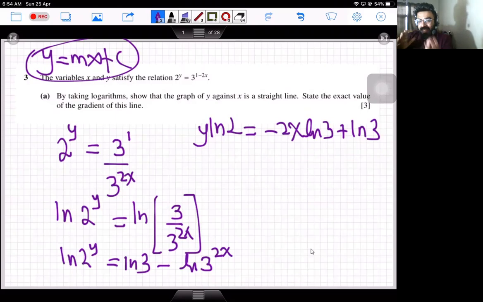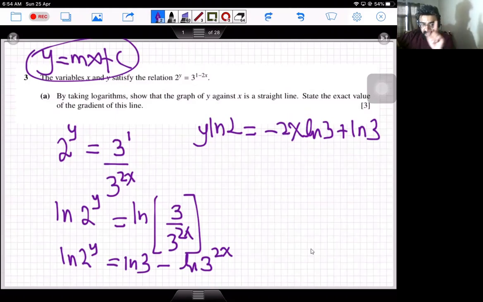So y against x. You have to make y the subject, and the coefficient of x, whatever it is, will become the gradient of this straight line in the exact form. And the rest of the thing is just the y-intercept.